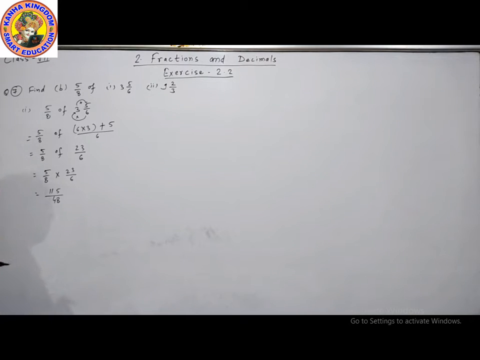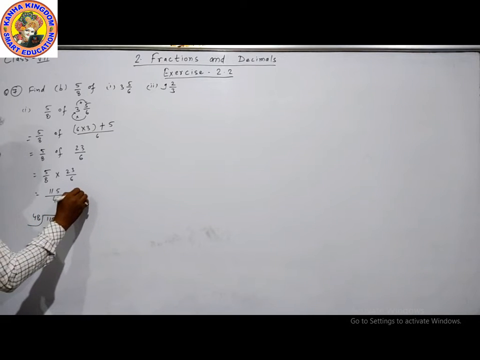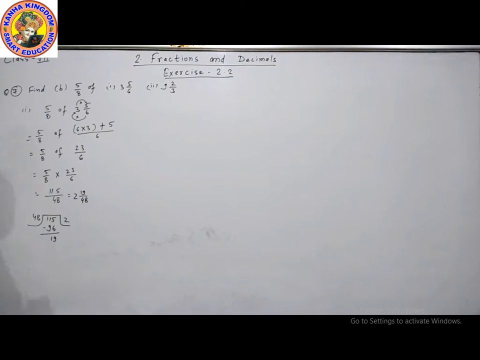You can change this number into a mixed fraction number when we divide 115 by 48. This is our 2 times. 2 times is 96. When we subtract, we get 19. So 2 times can divide, remainder is 19, divisor is 48. This is our final answer.